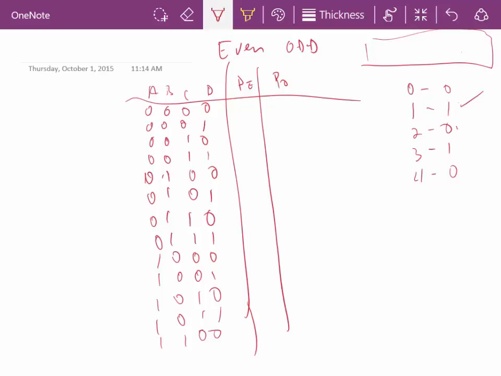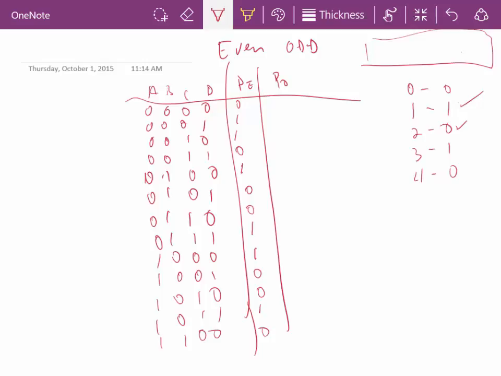If the number is already even, we don't want the parity bit to be a 1 because you already have even parity. So this would be 0, 1, 0. This would be a 1, a 1. This would be 0. This would be a 1. This would be 0. This would be a 0. This would be a 1. A 1, a 0, a 0, a 1, a 0. You can see the pattern there.